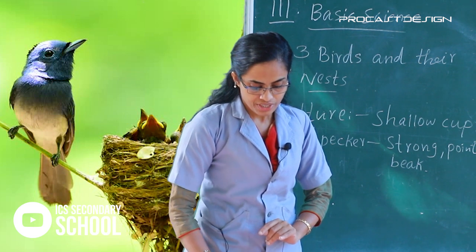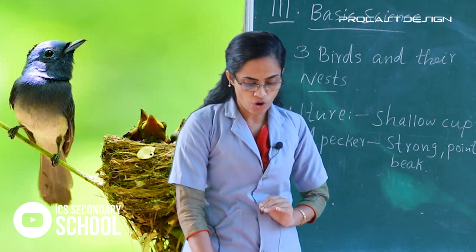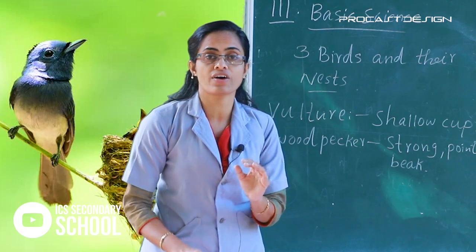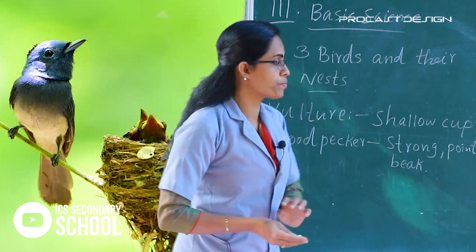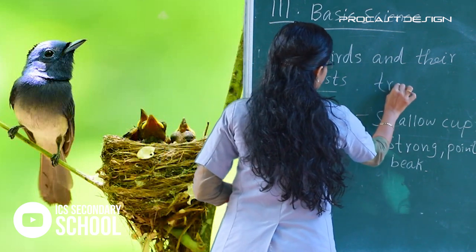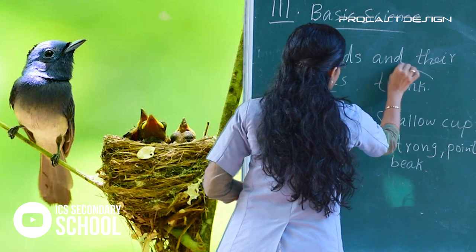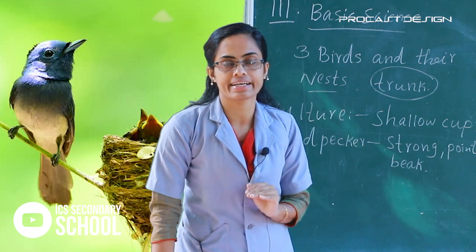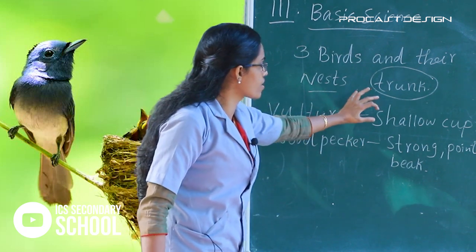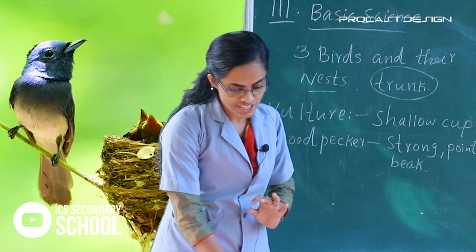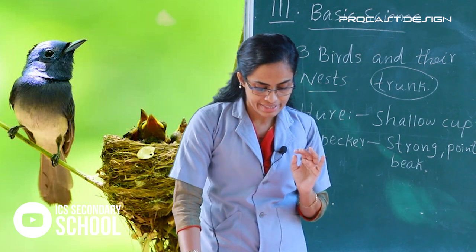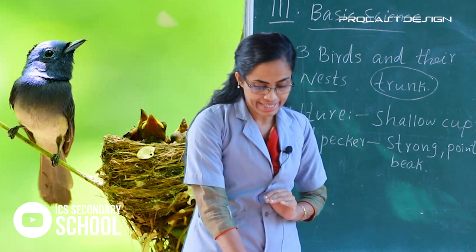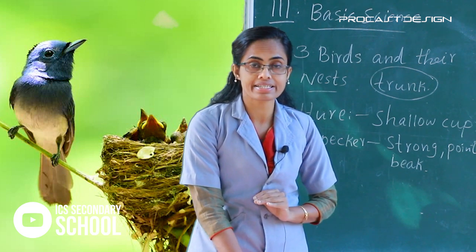And to make a hole in a tree trunk to make its nest. What do you mean by trunk? Trunk means the hard stem of a tree. The hard stem of a tree is called trunk. And in case of woodpecker, to make a hole in a tree trunk to make its nest.